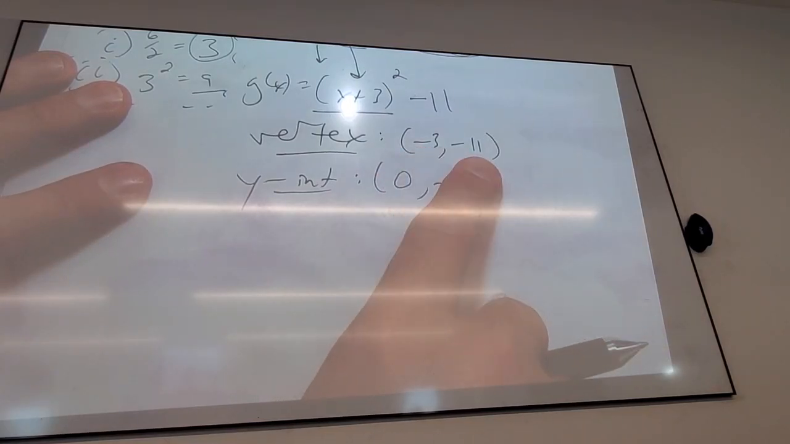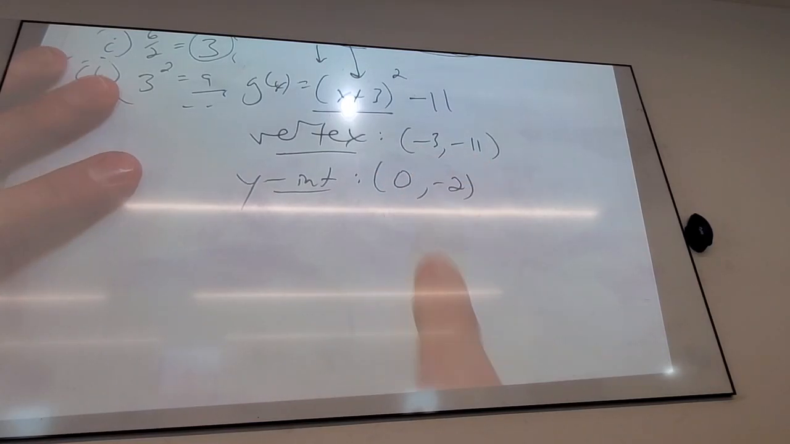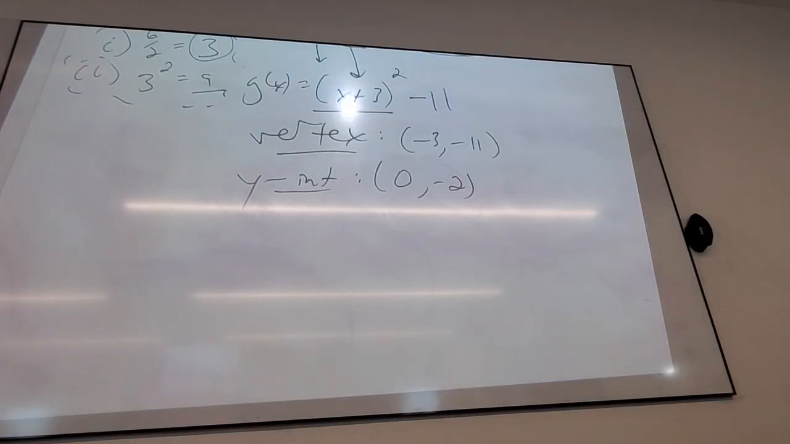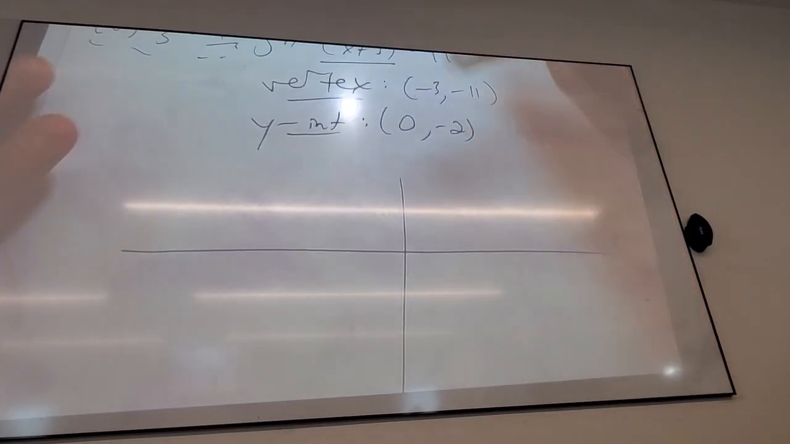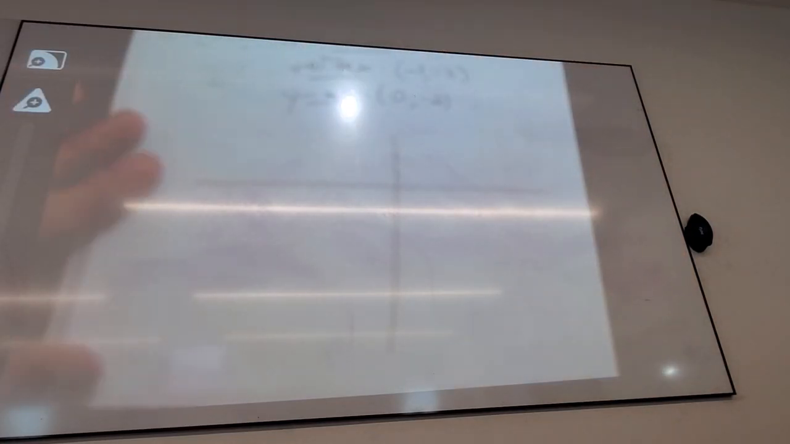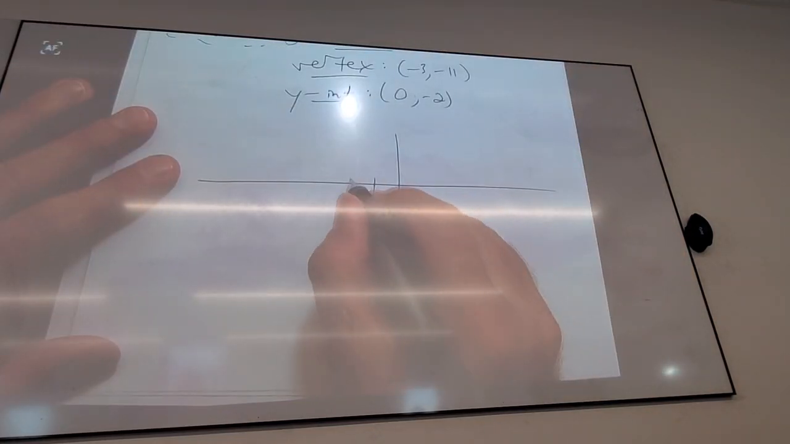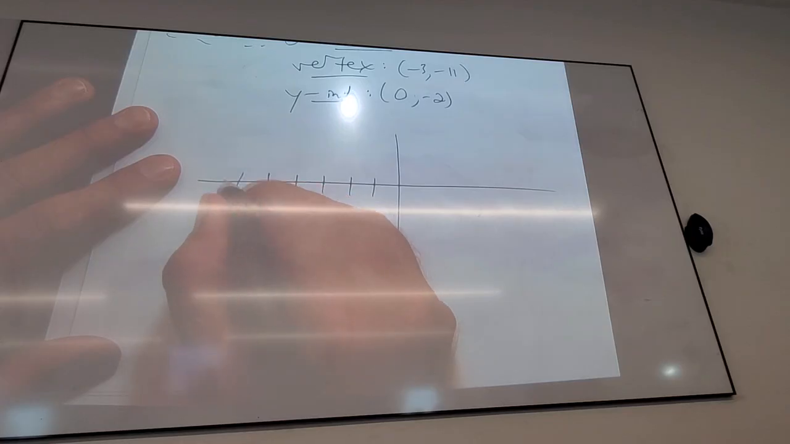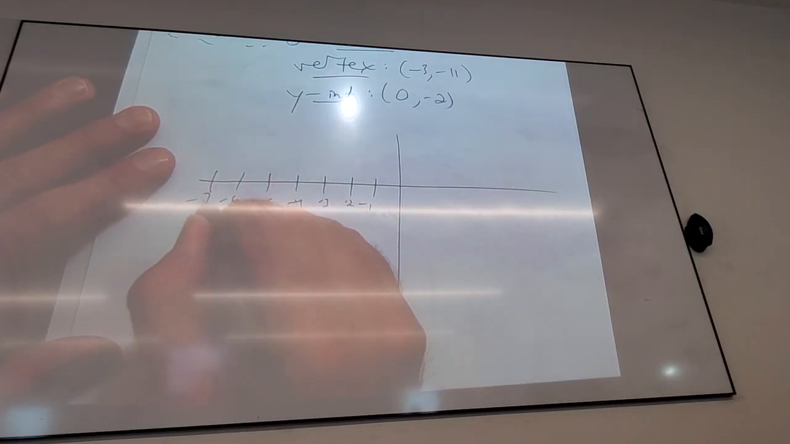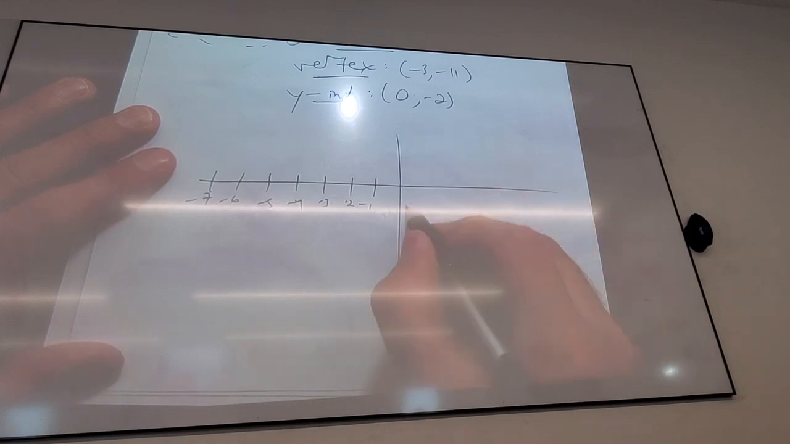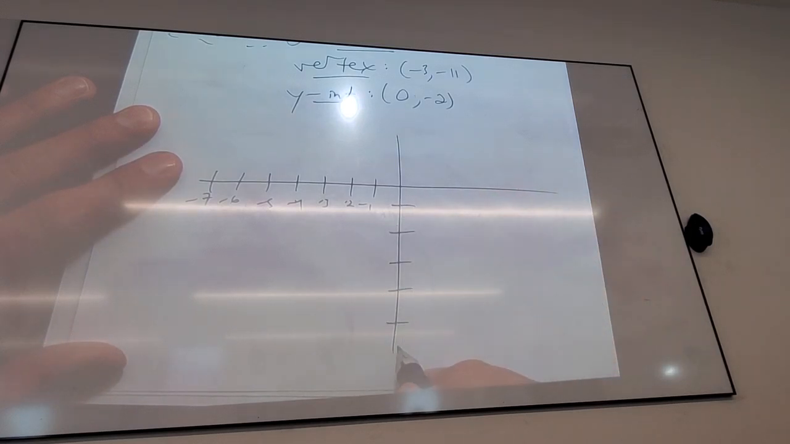So, do you notice the vertex is negative 3, right? So it's gonna be back 3, down 11. So I can be smart. Most of my stuff's gonna exist over here, yes? Alright, so let me set up a decent scale: 1, 2, 3, 4, 5, 6, that should be plenty. Let's see. 2, 4, 6, 8, 10, 12.